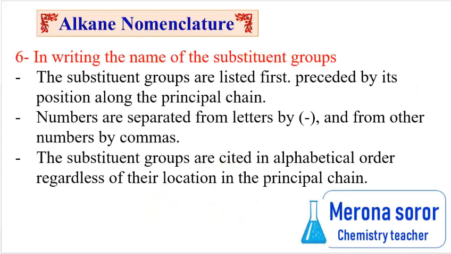Step number 6: writing the name of the substituent groups. The substituent groups are listed first, preceded by their position along the principal chain. Numbers are separated from letters by a dash and from other numbers by a comma. The substituent groups are cited in alphabetical order regardless of their location in the principal chain.